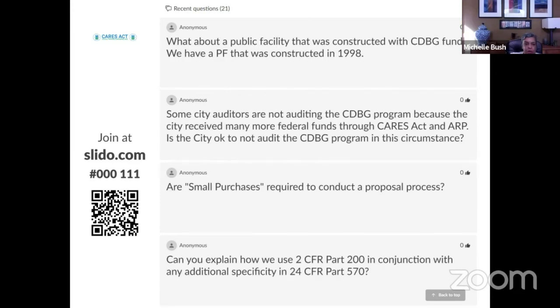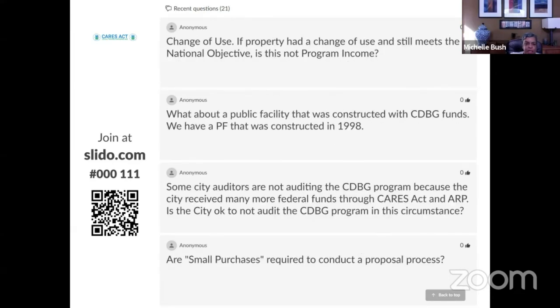Okay, what about a public facility? What about a public facility that was constructed with CDBG funds? We have a public facility that was constructed in 1998. I'm not sure what the question is. I think it might relate to, so it seems like this particular area of questions is a lot about change of use. Because there were a bunch of them that all came in around the same time when Bill was talking about the change of use at the end of the presentation.